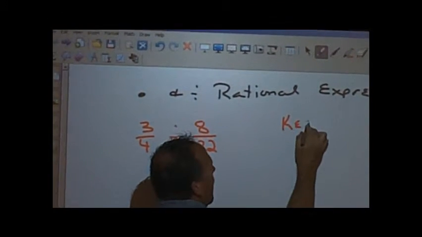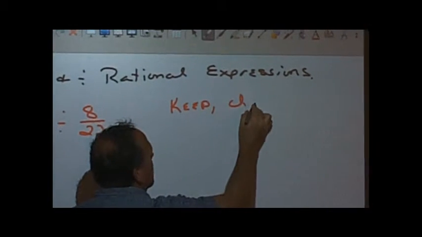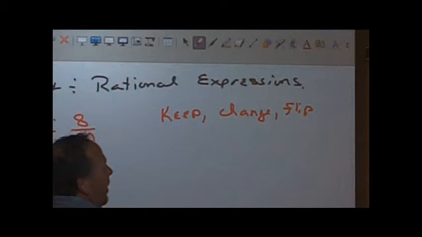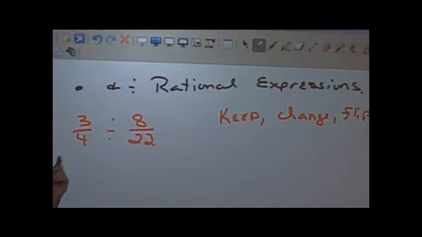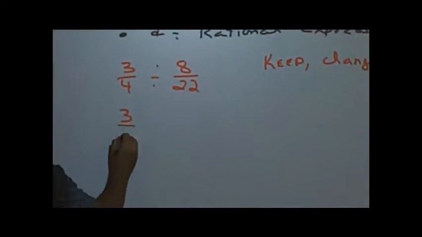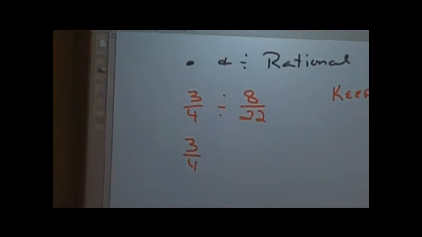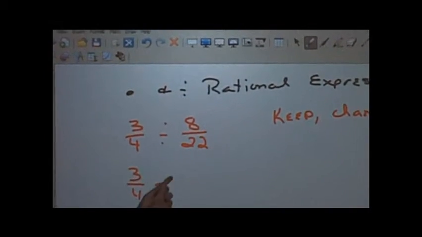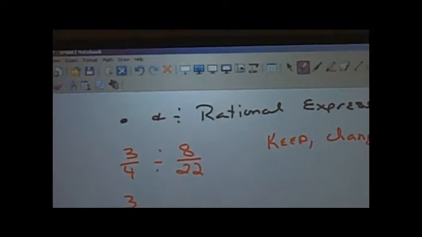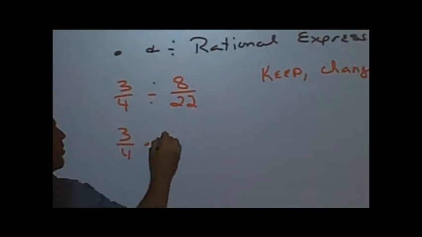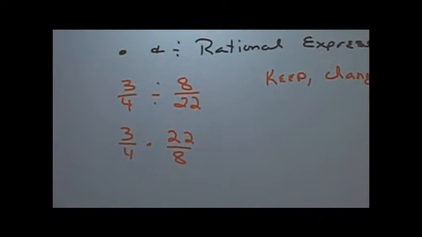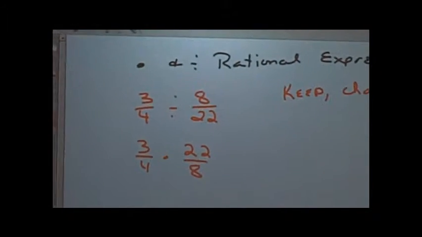Keep, change, and flip. We keep the first number the way it is, 3/4. We change division to multiplication. And because we did that, we're going to flip our next one, which means we're going to take the reciprocal. So the reciprocal of 8/22 is 22 divided by 8. Then we reduce and we multiply just like we did before.